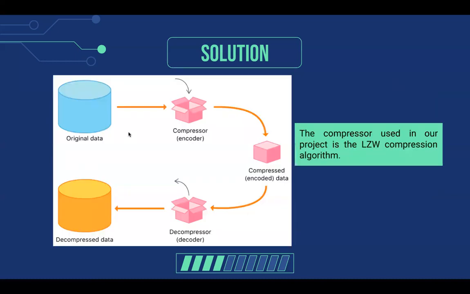Well, it works simply using an encoder and a decoder. So when you first give a file, it will be compressed using an encoder, and this file can be easily transferred as it's of smaller size now. And then we can decompress it using the LZW decompression algorithm. So now let's have a deeper look at how LZW works.